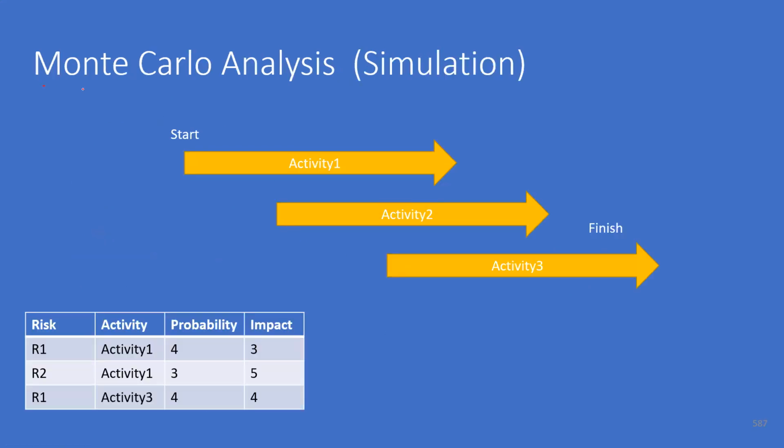Now, Monte Carlo analysis. Here, let us say we have a set of risks. So if you want to reduce the cumulative impact, either I should make the probability of risk 0, or I should make the impact of the risk 0. In that case, the probability into impact can become 0. P into I will become 0 by making either probability 0 or impact 0. But making the P into I 0 can be very expensive and which may not be required.